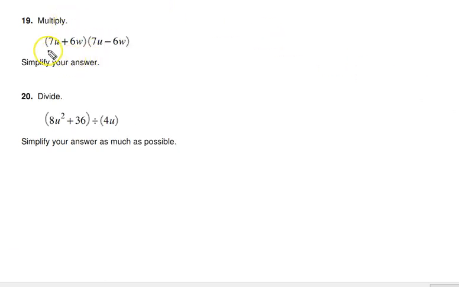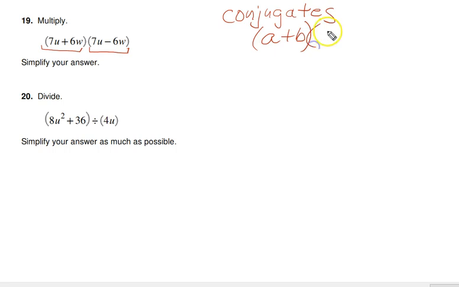Now for number 19, we want to recognize what we have here. These are the product of the sum and difference of the same terms. When you see something like this, the terms are the same, but one's a plus, one's a minus. These are called conjugates. And the rule we said was A plus B times A minus B. These are conjugates.